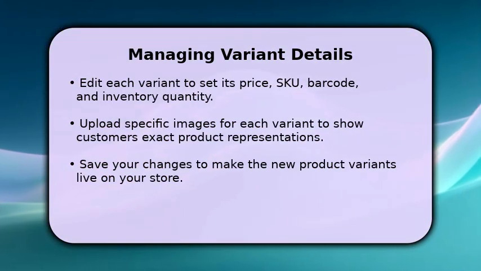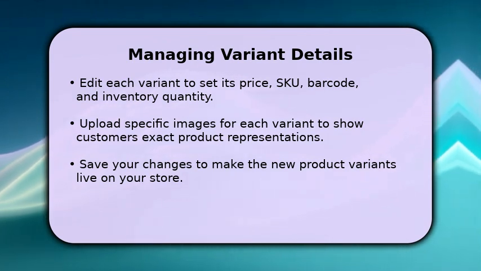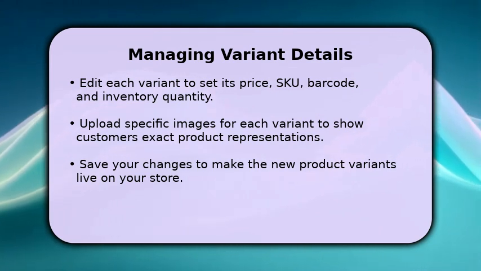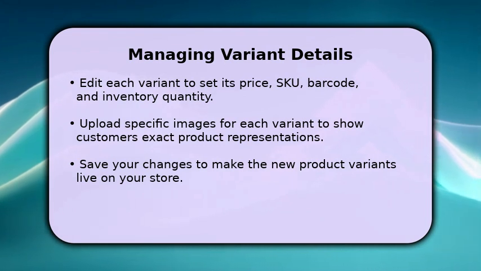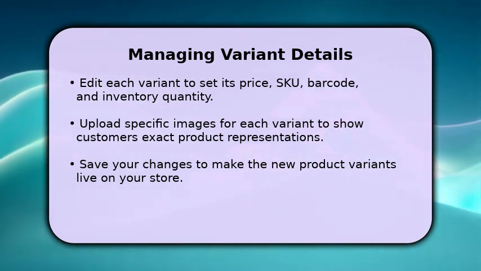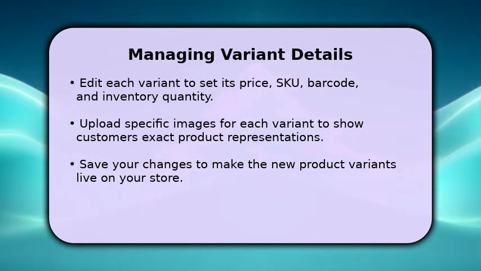After defining your variant values, you can manage the specific details for each one. Click on each generated variant to set its unique price, stock keeping unit, barcode, and available inventory quantity. It is also highly recommended to upload specific images for each variant, ensuring customers see the exact product they are selecting. Finally, save all your changes to publish these new product variants to your online store.